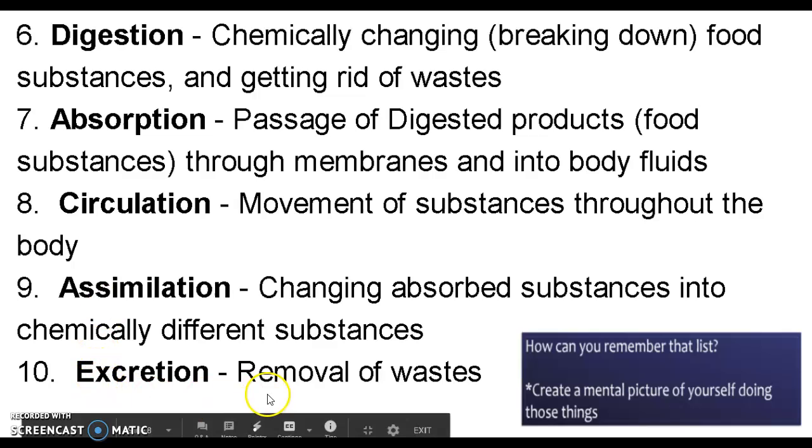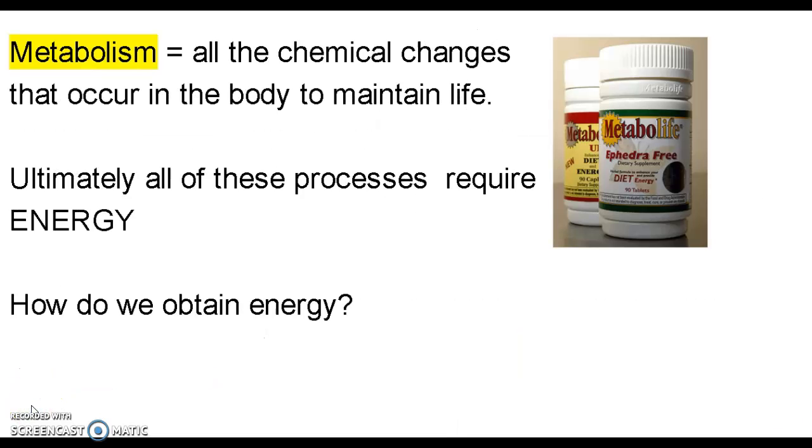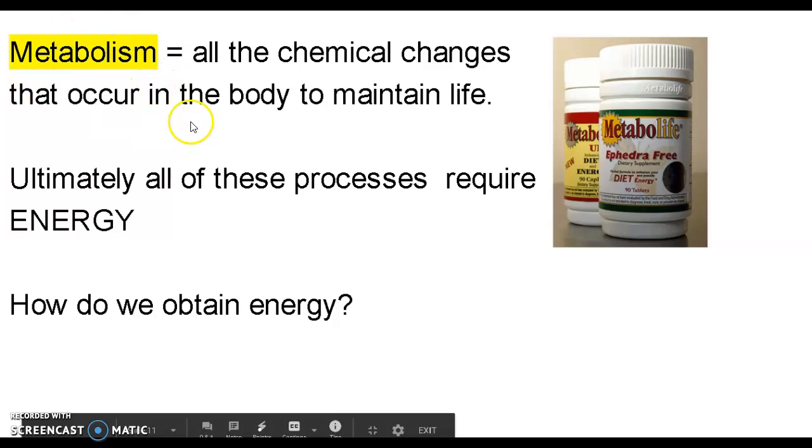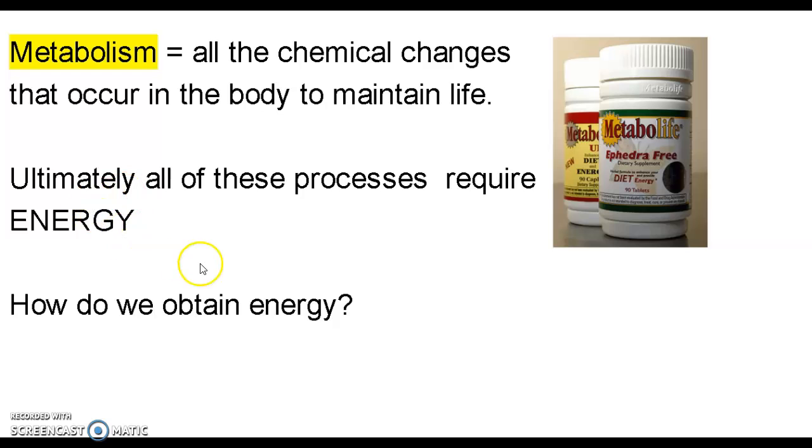And then finally, excretion, which is removal of waste. So in our body, there are chemical reactions taking place constantly. We have molecules being built through assimilation. We have molecules being broken down, like through digestion. All of the chemical changes that occur in your body to help maintain life is called metabolism. And all of these processes require energy. All of these chemical reactions require energy.